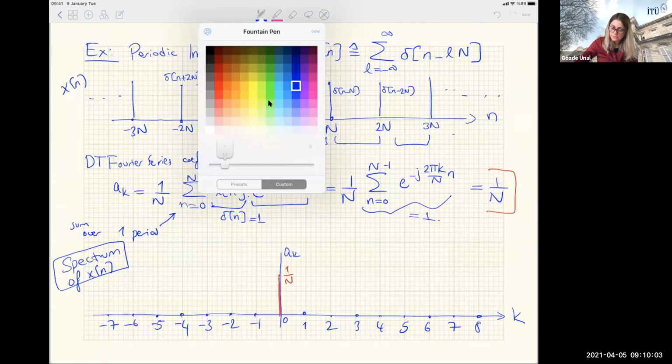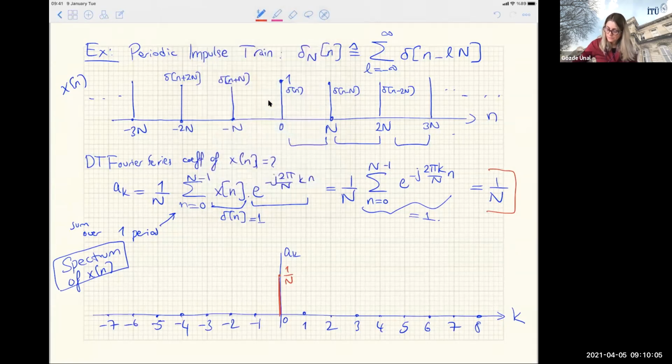Now let's just plot all of these guys. It's repeating itself also, right? Because it's periodic. So it's really AK for all K is 1 over n. I mean, it's really an infinite sequence of delta.